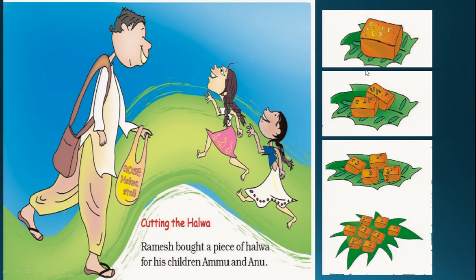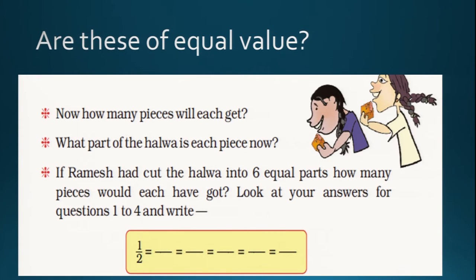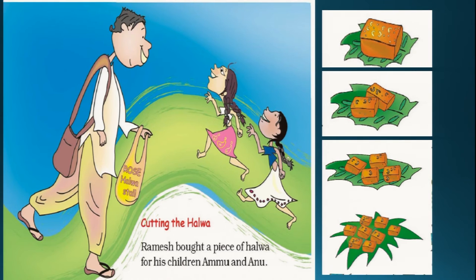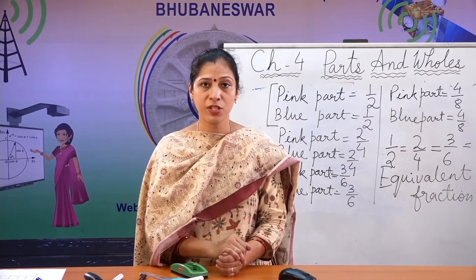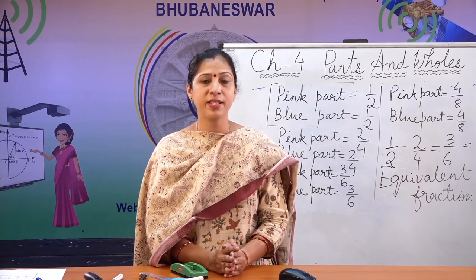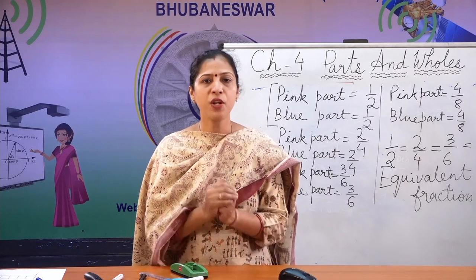So, let's see. Now, what are the questions? Let's find out. Now, how many pieces will each one get? So, for that, let's count first. This is the total number of pieces which Ramesh has divided. What is the total number of pieces? 1, 2, 3, 4, 5, 6, 7, 8. 8 pieces are there. So, if he divides 8 into 2 equal parts, how many pieces will each part have? Each part will be 4 pieces.